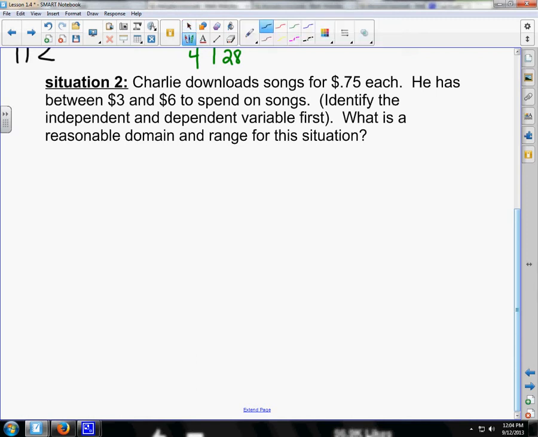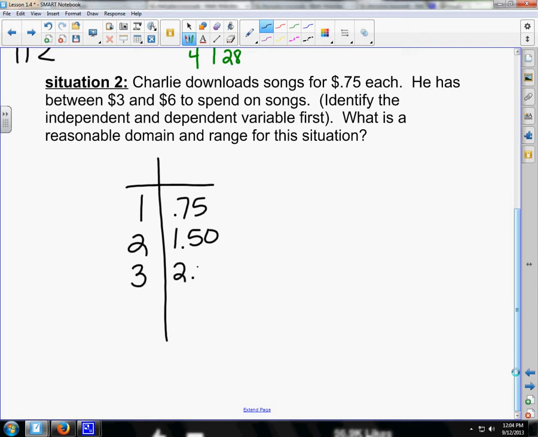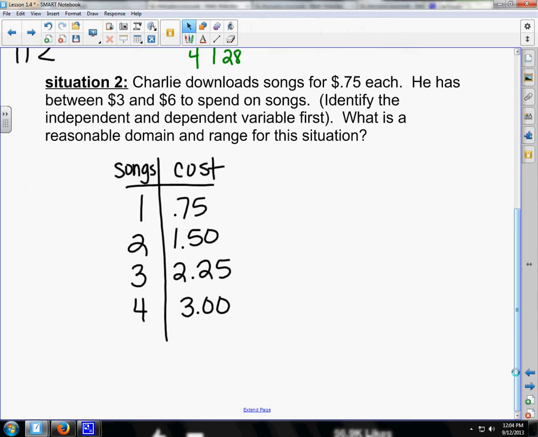So yet again, I make a quick little table, and if he gets 1 song, it's 75 cents. 2 songs is $1.50. 3 songs is $2.25. 4 songs is $3. So this is songs, and this is cost. So this is my independent variable, and this is my dependent variable.